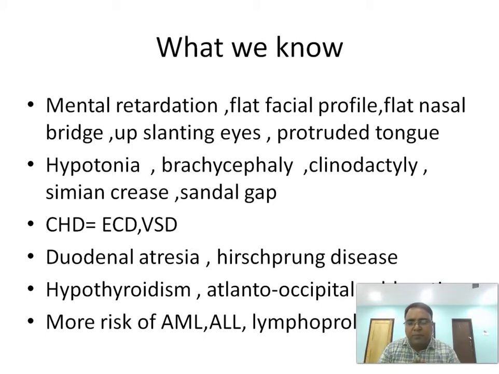Other GI features we can get are duodenal atresia, and even Hirschsprung disease. Endocrinologically, you can get hypothyroidism. Spinal disorders like atlanto-axial subluxation are one of the common findings that we can get, though less common, around 5 to 10%, but we can get it in Down syndrome.